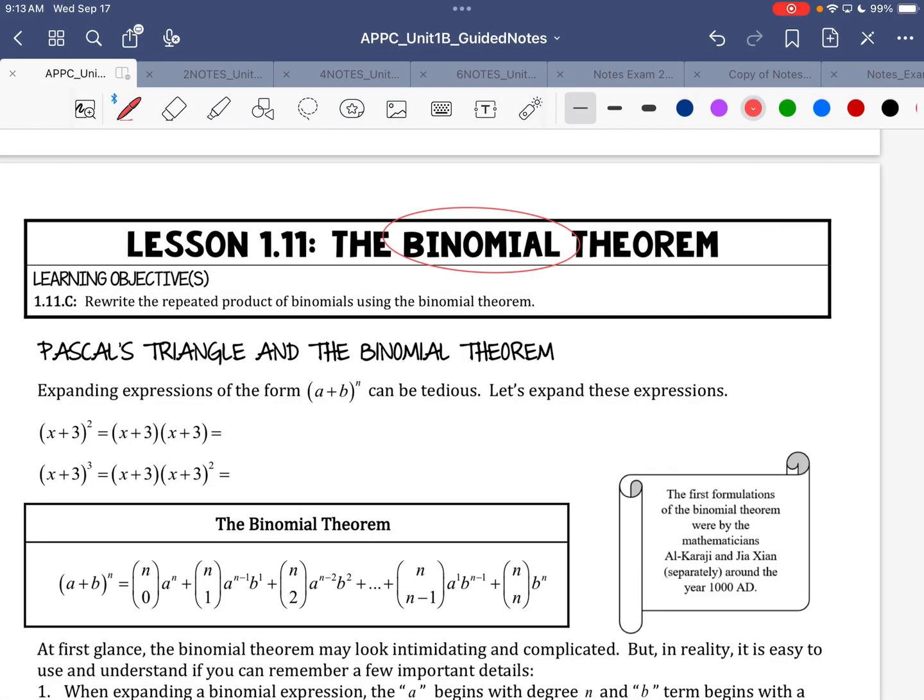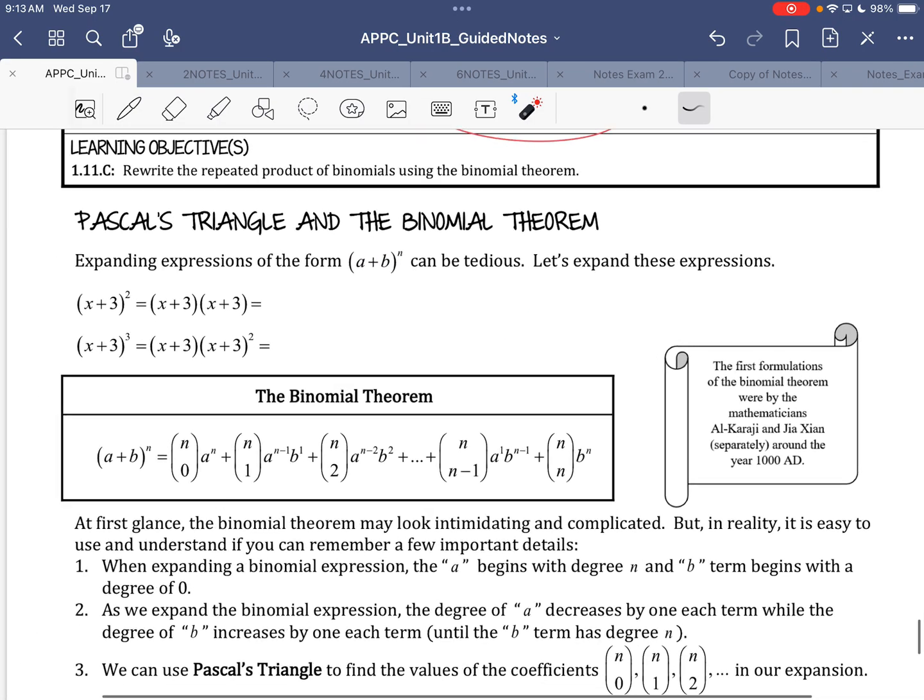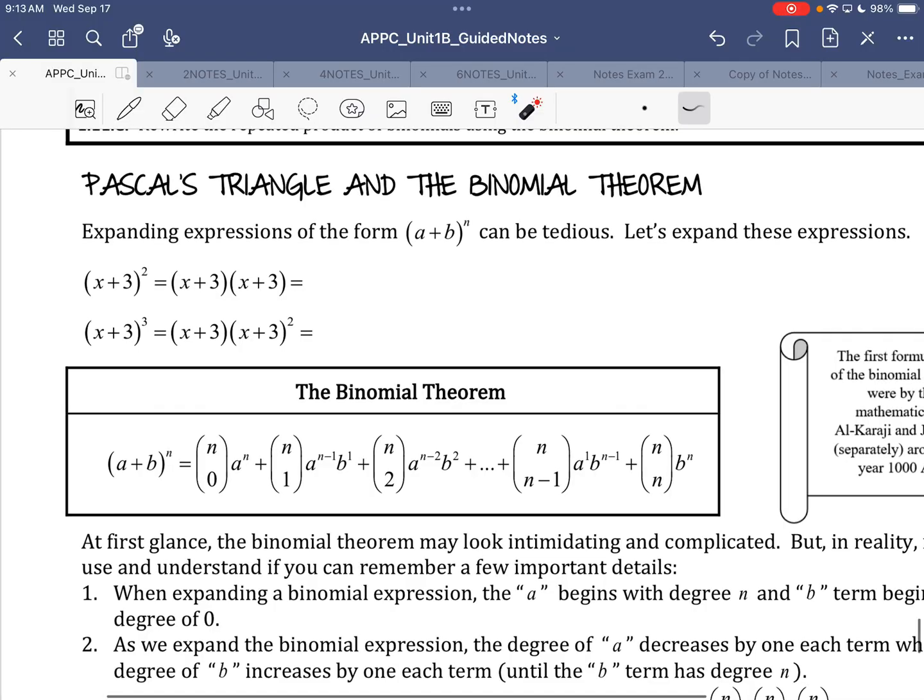So there's two terms. If it's binomial, it's two terms. A plus B makes it two terms. So this is a binomial. A trinomial would be if it was like A plus B plus C. That would have three terms. So binomial theorem, we can expand something of the form A plus B to the n way faster than actually having to expand it out by hand.